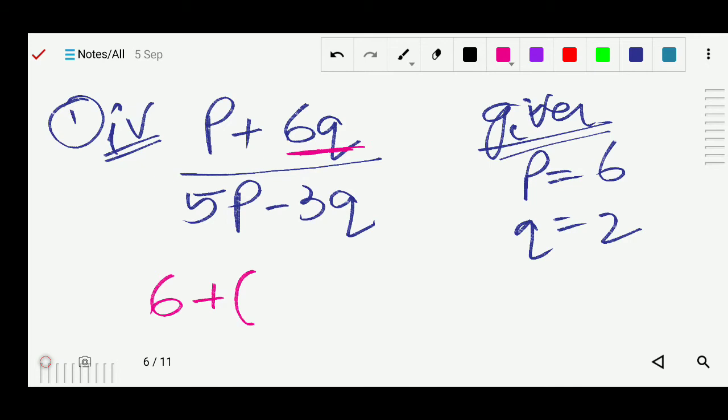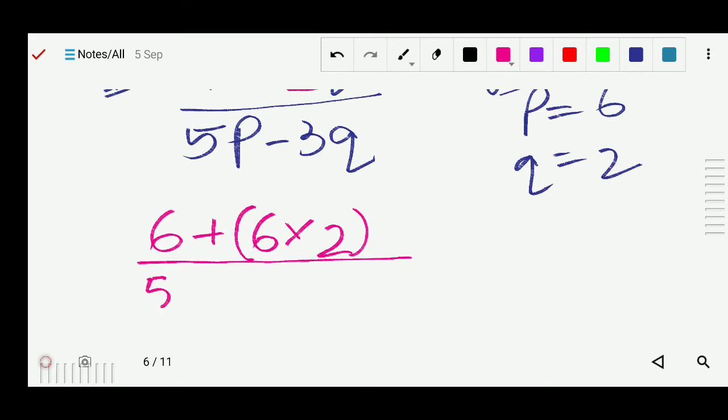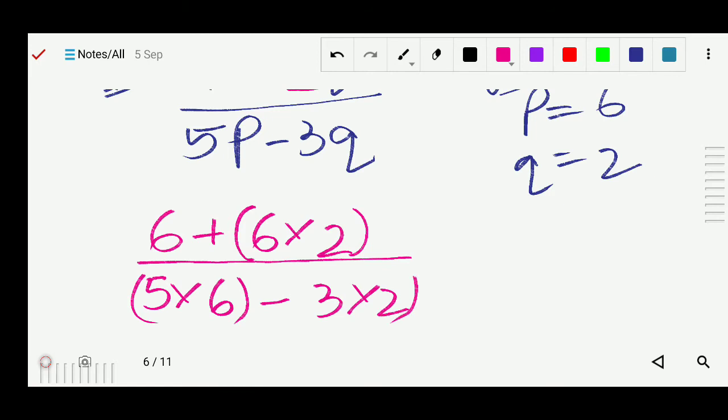You can see page number 198. There, the use of parenthesis when we are solving, when we are treating something as one, we keep it in the bracket also, no problem. So I will keep it in the bracket, 6 into q. What is the value of q? It is 2. Okay, divided by, now what is p? 5 into p. So what is the value of p? 6. So 5 into 6. Okay, then after that minus 3. What is the value of q? That is 2. So we will also keep it in the bracket.